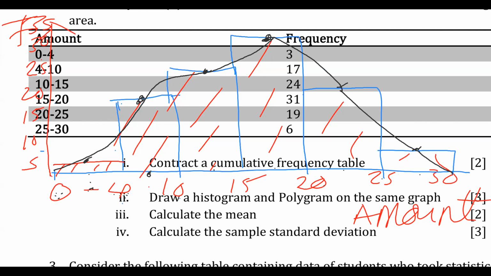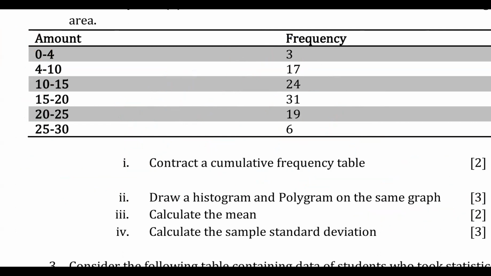Are you able to see it in black? Yes, I can see. This is what you call a polygram, okay? A polygram is basically the midpoint of the class marked against the frequency. You good? Okay, I get it. If you're fine, then we can move on to calculating the mean.